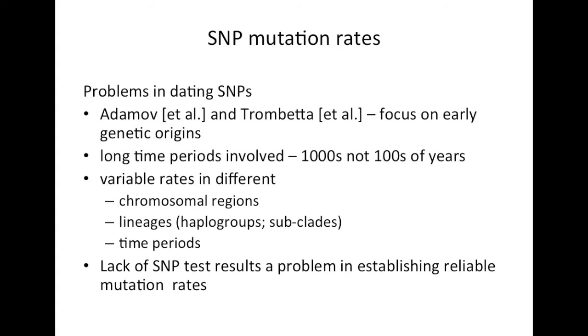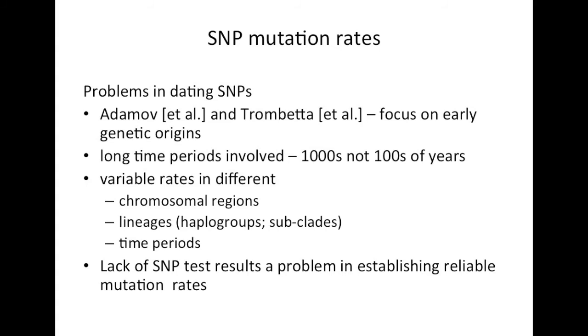So the mutation rates suggested by these and other studies are based on long time periods, so we're talking about thousands rather than hundreds of years here. And because the mutation rates tend to average out over longer periods of time, the suggested rates, I would suggest, are appropriate for calculations over long time periods, but not so much so for the historical era. It's becoming clear that mutation rates of SNPs vary in different parts of the chromosome, in different haplogroups, and in different periods of time.